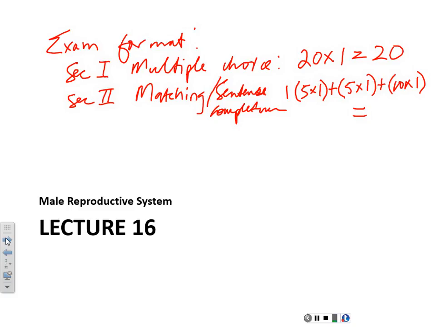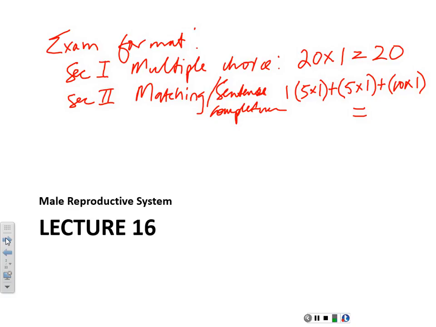So this will be like a pick from a group of words, and I'll give you a description, and then you match it with the term that you pick from a few words. And then here will be like a sentence completion. I would say blank equals whatever. And then you pick from a list of words again.